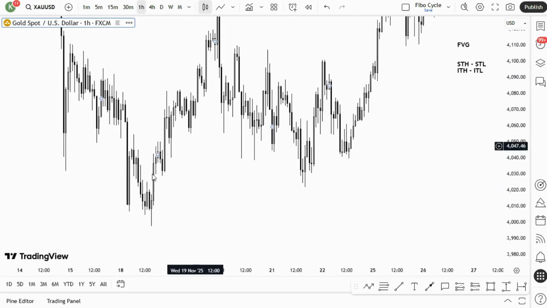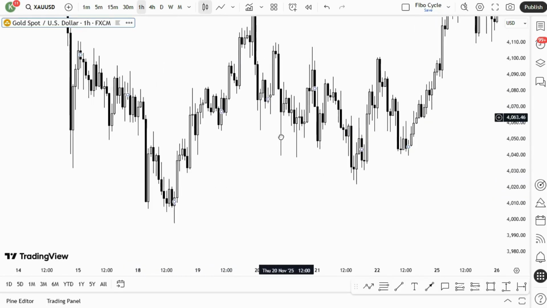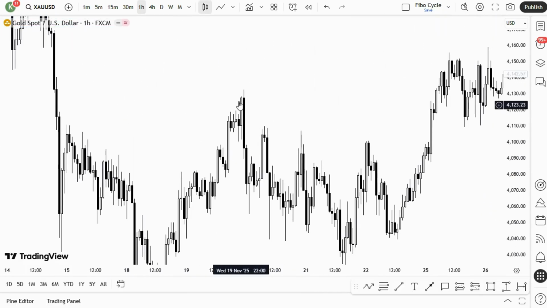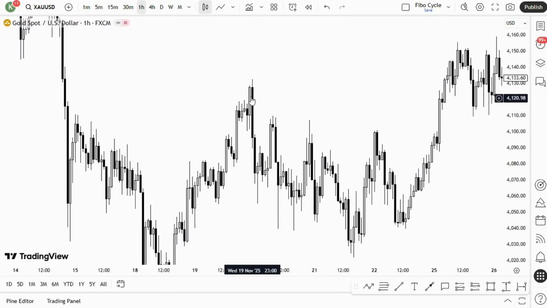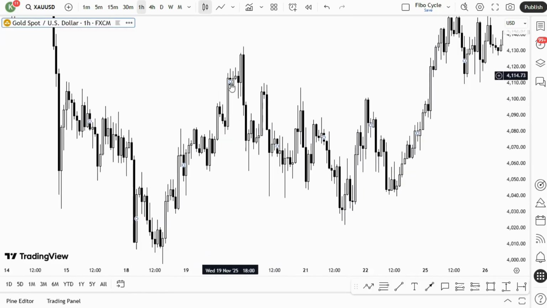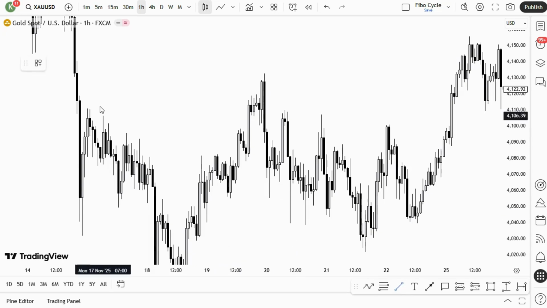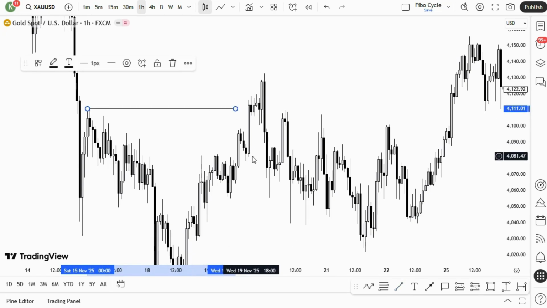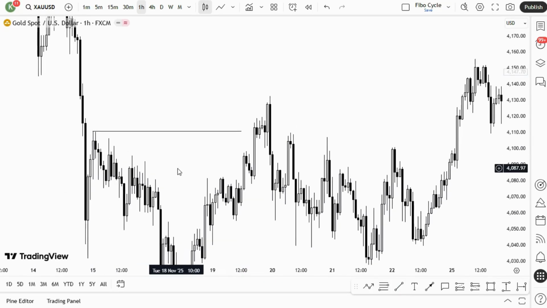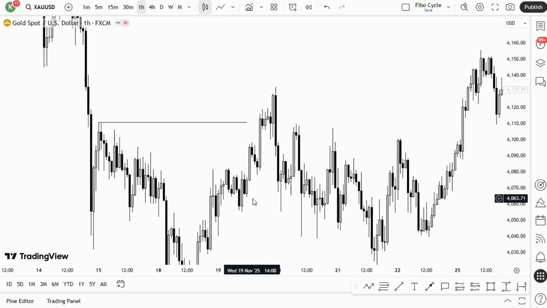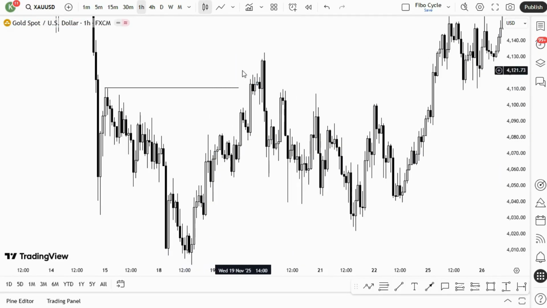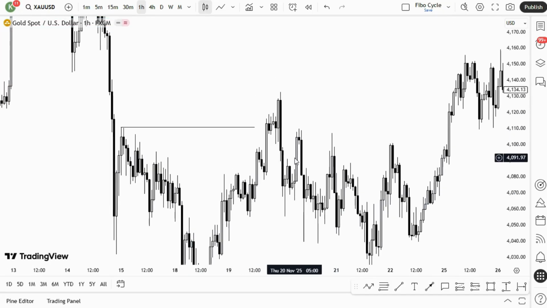Okay, so let's look at another example. In this case right here, why did price retrace from this level? What made price move from this level? We could see that we have an ITH here, intermediate term high here, and after trading into this ITH, price retraced from this level. Why did price retrace from this level?